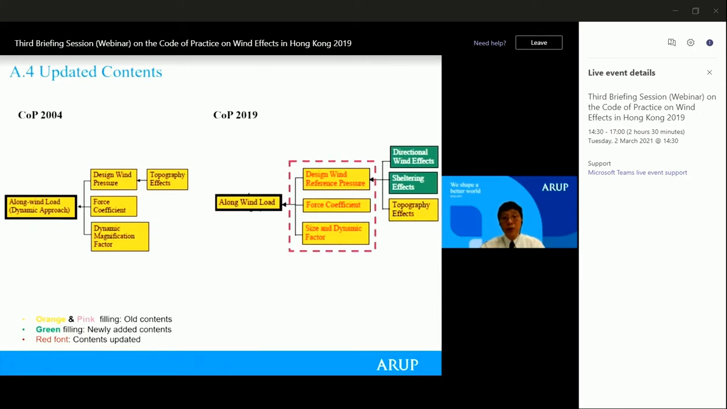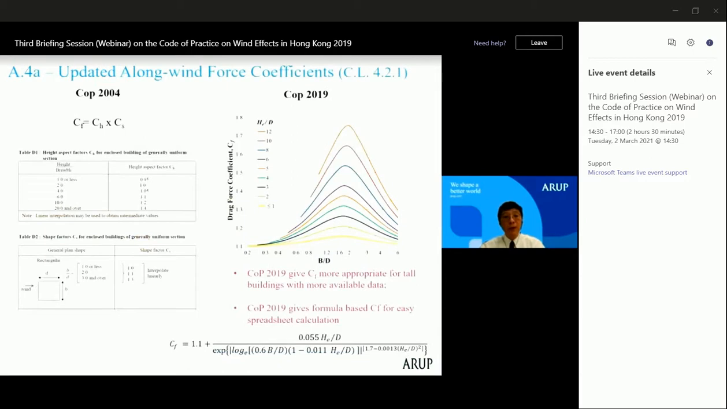In addition to the new contents, there are components which have been updated, which are the force coefficient and the size and dynamic factor. For the force coefficient, in the 2004 code of practice, it can be calculated based on Tables D1 and D2. In 2019, it has been given a more appropriate update based on the latest research. You can see the graph on the right-hand side.